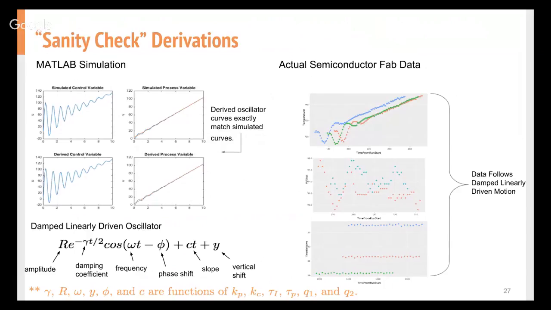And again, these same oscillators also appear in our data. At the top, we have the damped linearly driven case. In the middle, the damped constantly driven case, which is a special case of damped linearly driven. And at the very bottom, we have a constant model, which is just another special case.